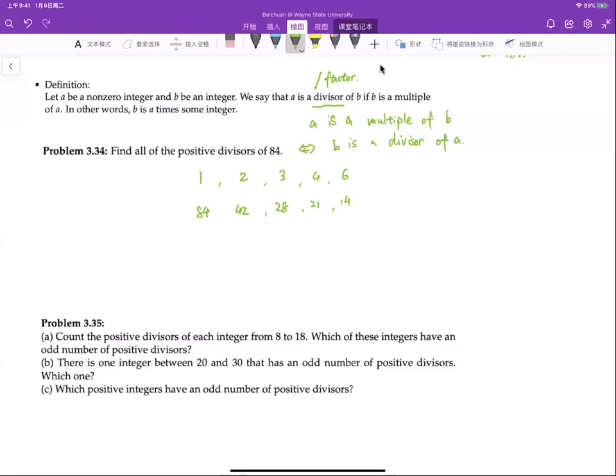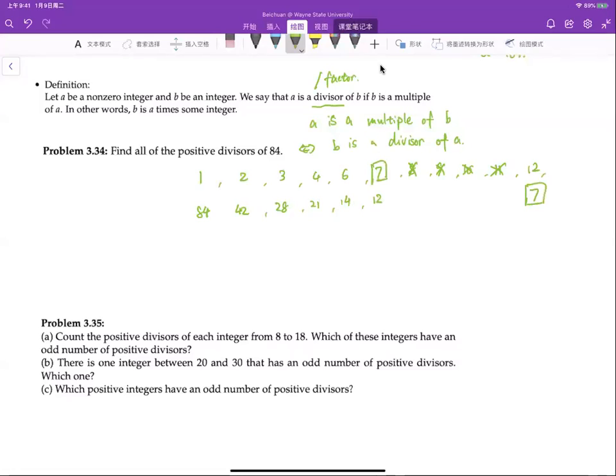Then is 7 a divisor of 84? Yes. Good. So 7 is another divisor of 84, and it pairs with 12. 8 is not, 9 is not, 10 is not, 11 is not. So we can stop there, right? Because when you try the next one, 12, you'll see that it is a divisor of 84, but the other one you find will be 7, and you have found that.